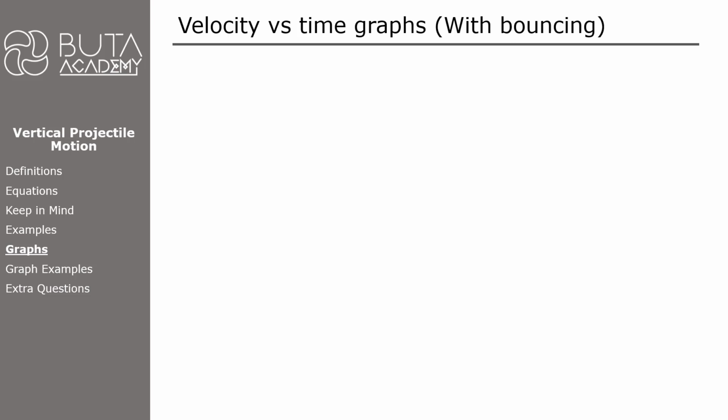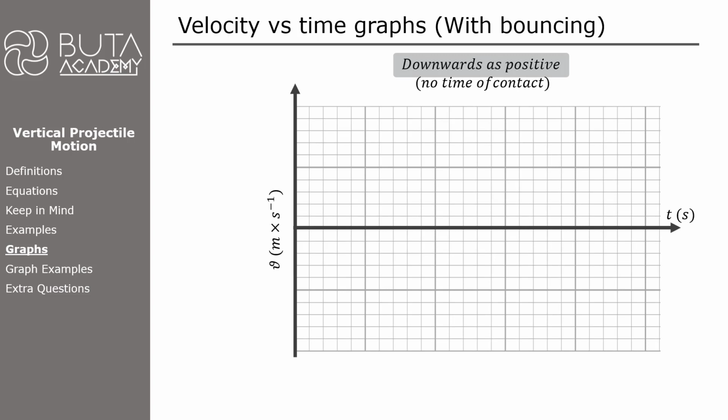In this video, we will learn how to draw velocity versus time graph of an object which is bouncing off the surface. As we need more space for this kind of graphs, we are going to learn how to draw it for the cases where downwards is considered as the positive direction. Afterwards, we will see how to convert the same graph to a case where upwards is chosen as the positive direction. Also, while in some questions we ignore the time of contact, in others we must contemplate it.